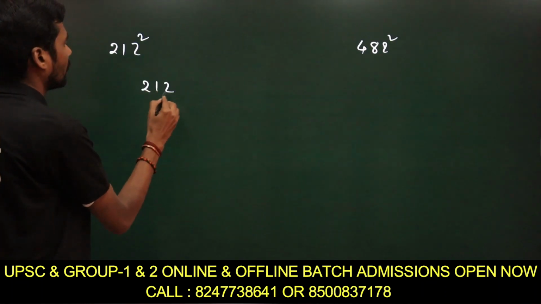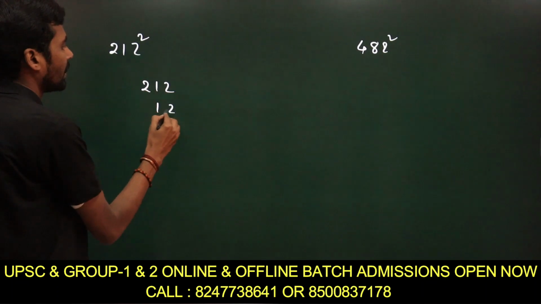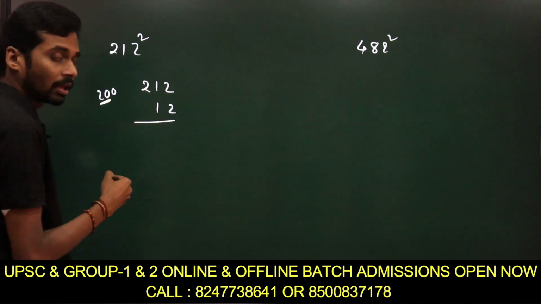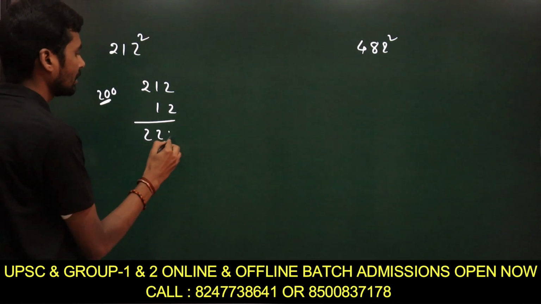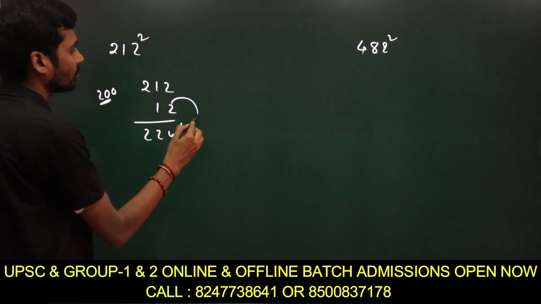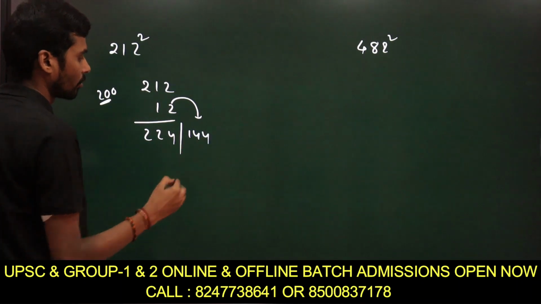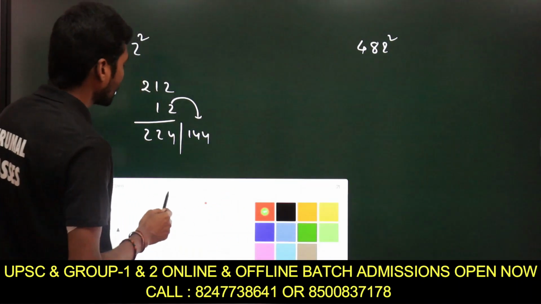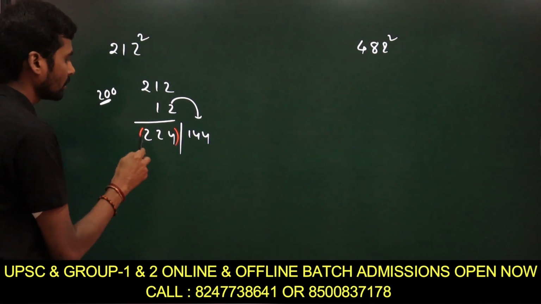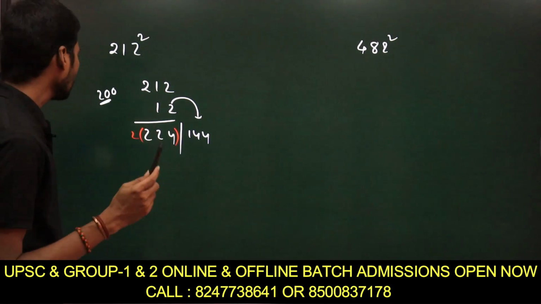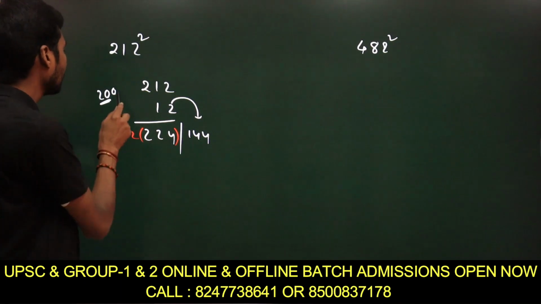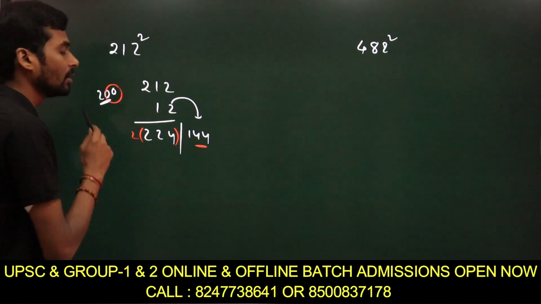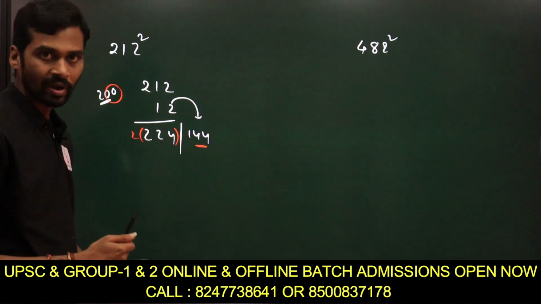Here 212 square, again the procedure is the same. How much is it more than 200? The base value here I am taking is 200, and it is 12 more than 200. When you add the numbers, 224, and after that 12 square is 144. The next thing is I have to multiply this left side part 2 with 2, and you should always make sure that the number of digits in the right side part must be equal to the number of zeros in the base value.